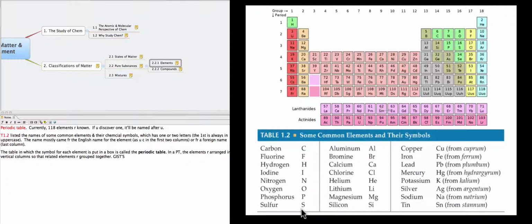The first letter is always uppercase, and the name mostly came from the English name for the elements, as you see in the first two columns, or the name can come from a foreign name, as you see in the last column. The table in which the symbol for each element is put in a box is called a periodic table. In a periodic table, elements are arranged in vertical columns so that related elements are grouped together.